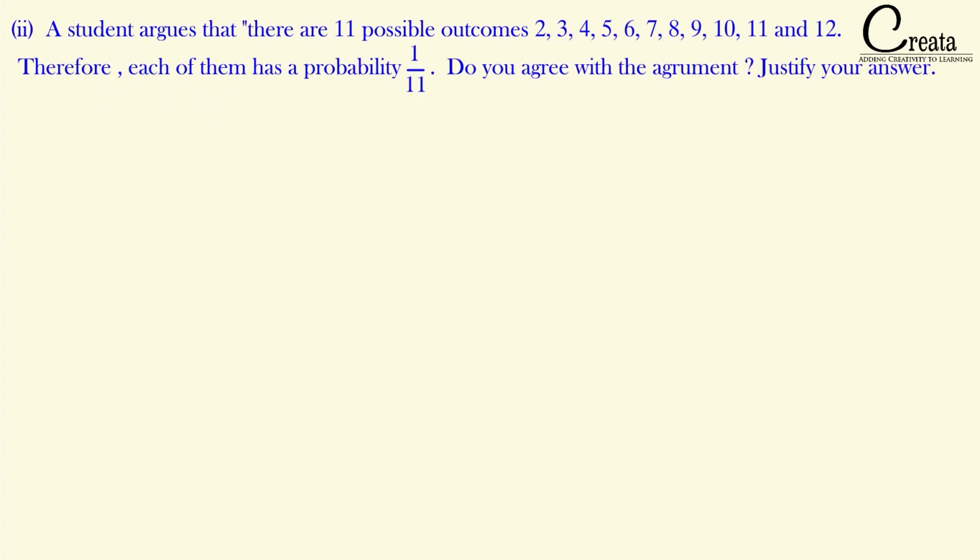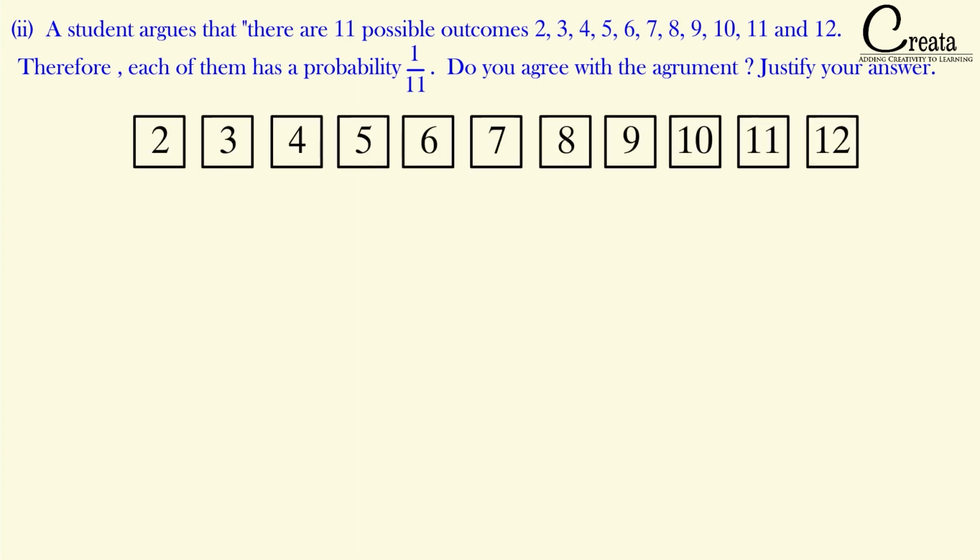A student argues that there are 11 possible outcomes, 2, 3, 4, 5, 6, 7, 8, 9, 10, 11 and 12. Therefore, each of them has the probability 1 by 11. Do you agree with this argument? Justify your answer.